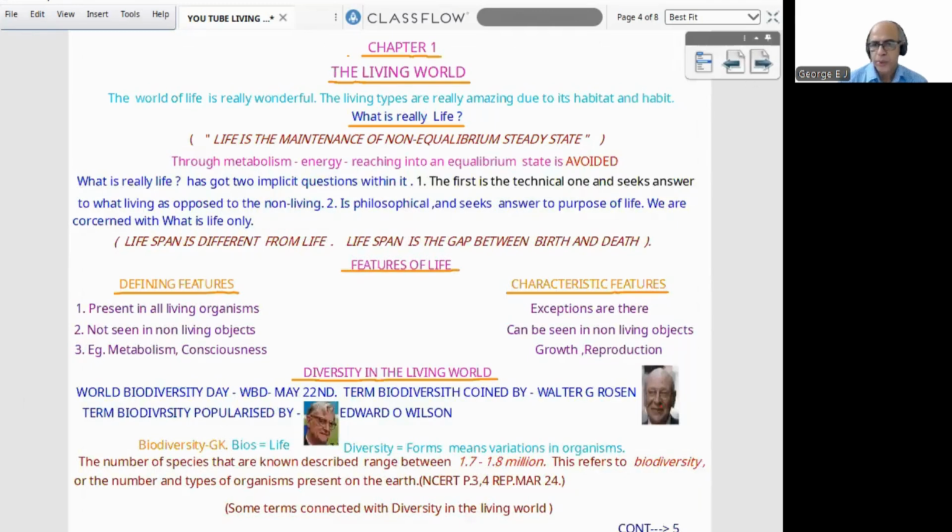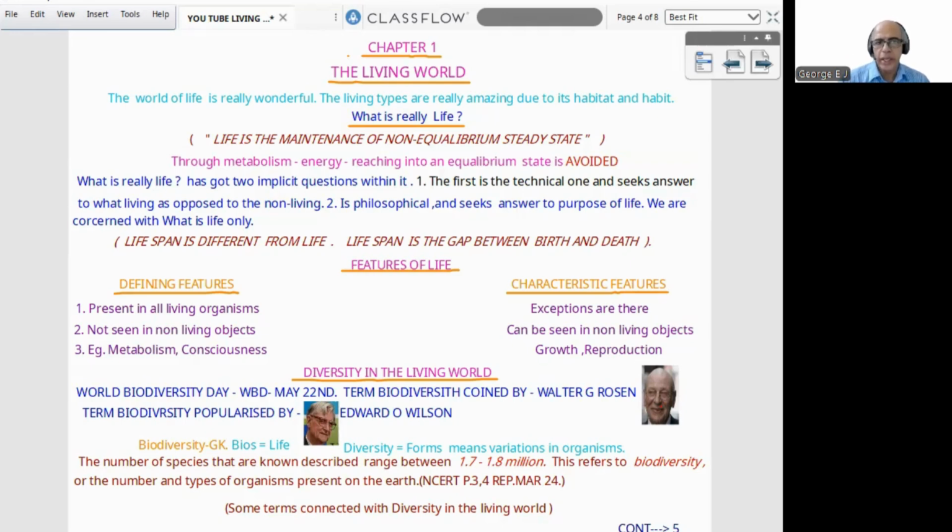Now we will be entering into our real topic, Chapter 1, Living World. So when we look at life or the world of life, it is really wonderful. It is amazing to note the living organism with its habitat and habit. Habitat means the place where an organism lives. Habit means how it appears. Chapter heading is living world.